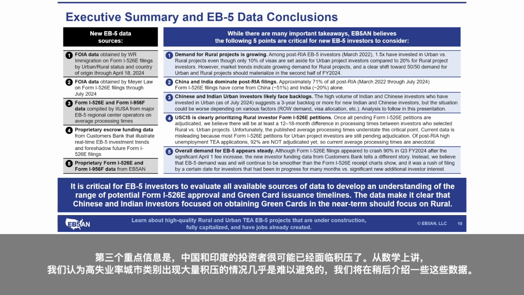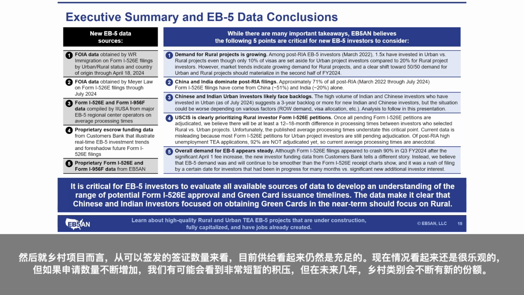The third key point is that Chinese and Indian investors very likely already face backlogs. Mathematically, we don't see how it's possible that there are not significant backlogs in the high unemployment urban category, and we'll run through some of this data later of how we get to the point of where it's at. And then in terms of rural, there does still seem to be sufficient supply in terms of the visas that need to be issued. There still is a good runway here, but as volume keeps increasing, we could even see very short backlogs show up in the rural category in the next couple of years.